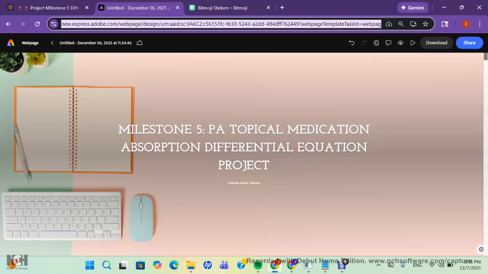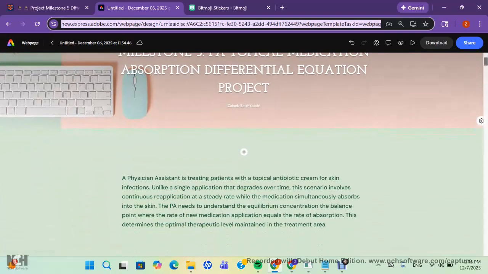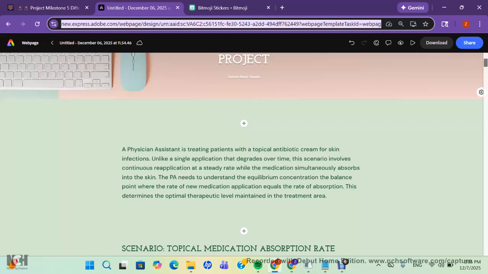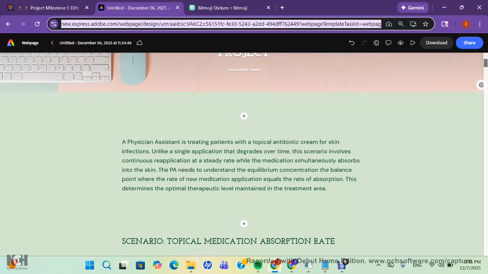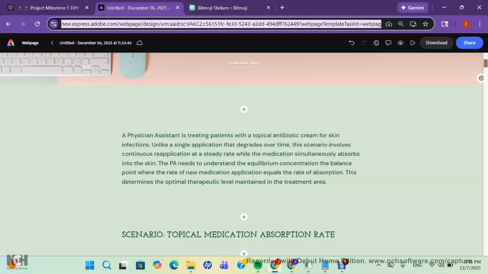Today I'm going to be presenting my Milestone 5 project on topical medication absorption using differential equations. And this is a real scenario that physician assistants face every single day in their practice. So the question I'm answering today is, when a PA applies antibiotic cream to a patient's skin infection with continuous reapplication, how does the medication concentration build up over time? And when does it reach a stable therapeutic level? So let me walk you through how I solve this problem using math approximation methods and real-world application.